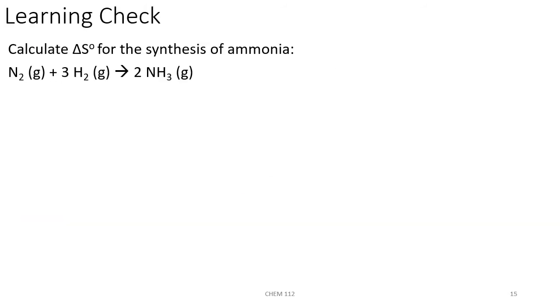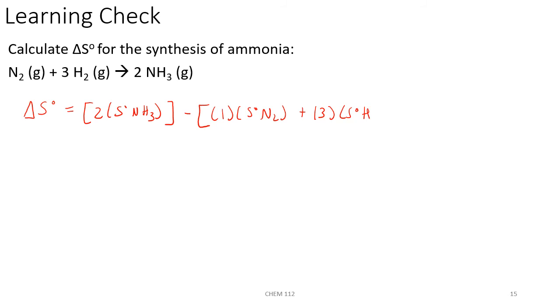Calculate delta S naught for the synthesis of ammonia. We have 1 mole of N2 plus 3 moles of H2 forming 2 moles of NH3. In order to calculate our delta S naught, we're going to take the sum of our products' standard molar entropies minus the sum of our reactant standard molar entropies. So we're going to have 2 times the standard molar entropy for gaseous ammonia minus 1 times the standard molar entropy of our nitrogen gas plus 3 times the standard molar entropy of our hydrogen gas.